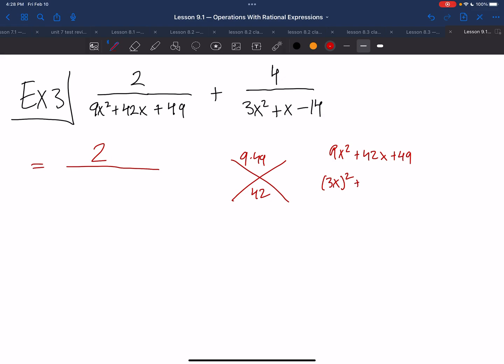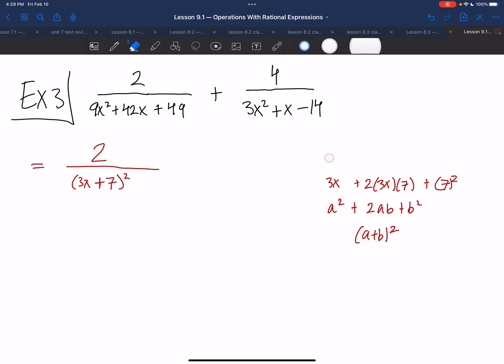42, well, I'm going to write it this way so you can see it. That's 2 times 3 times 7 times x. And then 49, or maybe perhaps, let me write it like this. 3x times 7. That's probably better. Okay? And then 49 is 7 squared. This is a perfect square trinomial following the pattern a squared plus 2ab plus b squared factors as a plus b squared. I just wanted to show you that because I know you might be confused on this one. So this is going to factor as a is 3x and b is 7. And we are squaring that. Okay? So that's that one.